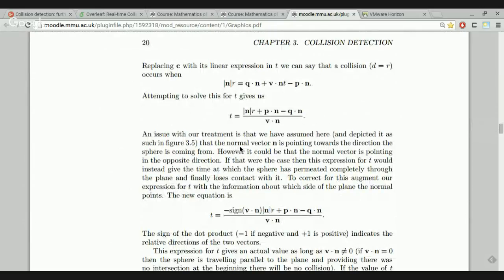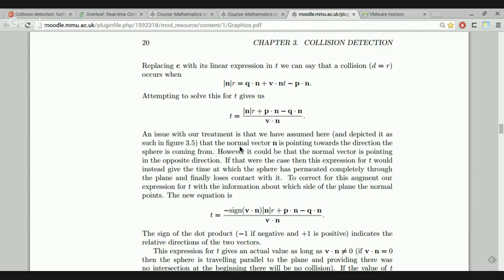Multiply across by the magnitude of R to get that out of the denominator. We end up with this equation here at the top of the page. Magnitude of N times scalar R equals a dot product Q dot N, another dot product V dot N times T, minus dot product P dot N. Now we're looking at that as an equation for T we want to solve. It's a completely scalar equation. There are vectors there, but they all occur either in a magnitude or in a dot product. So really it's just a combination of scalar quantities. So you just divide across and shove everything over, and you get T equals that expression there. Now, so there's the value of T.